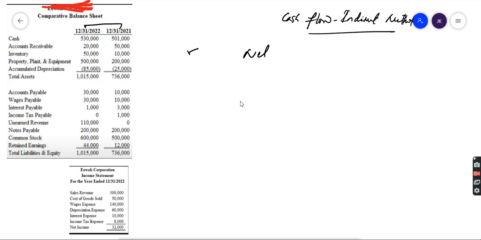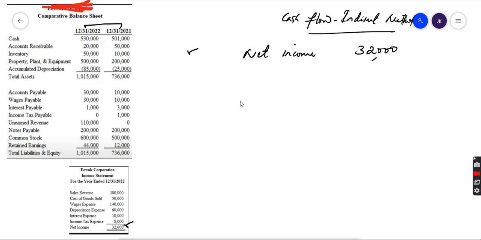So we start off our indirect method cash flow with the net income. So where do we get the net income from? You get the net income from 32,000 is here. Okay, now we know this net income is based on accrual income. So we have to do certain adjustments to the accrual income.